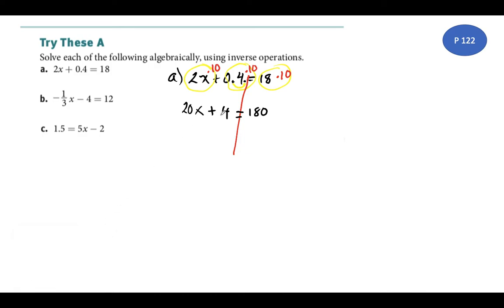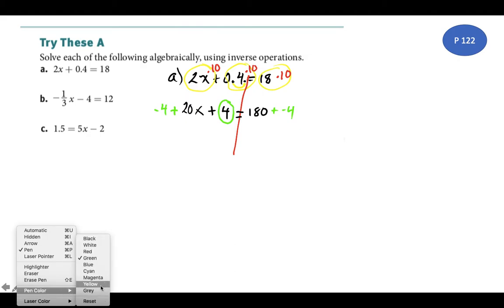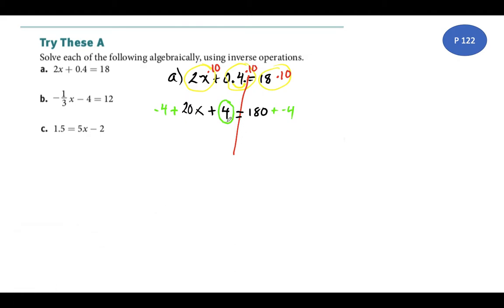I can see here that I have 4 positive ones on the same side of the equal sign as the variable, so I will add 4 negative ones to both sides. The colors are not easy to do here. I might have to forego the colors for you guys. I hope you can still follow along. So these 4 positive ones eliminate these 4 negative ones, and I get 20x is equal to 176.